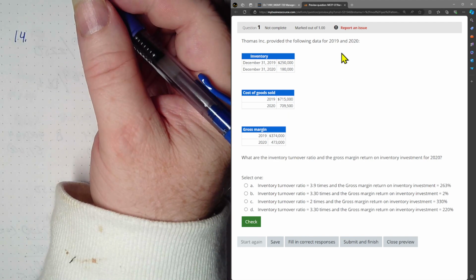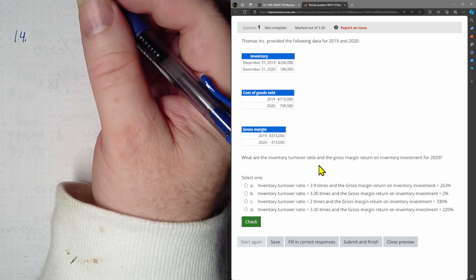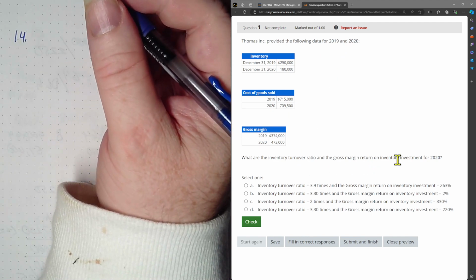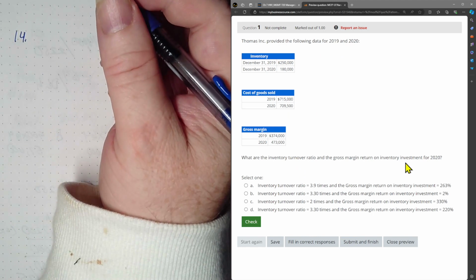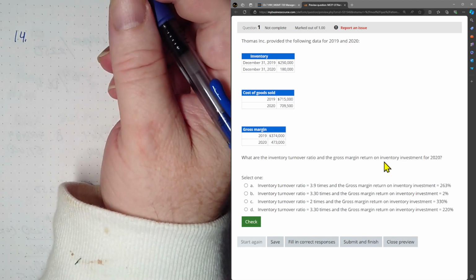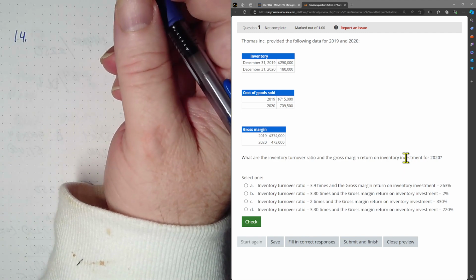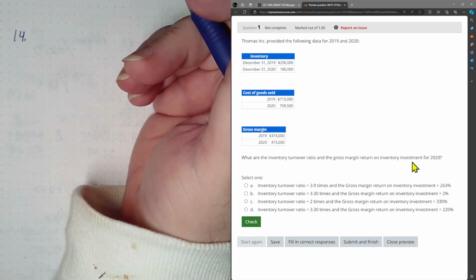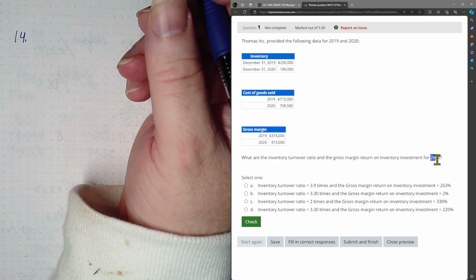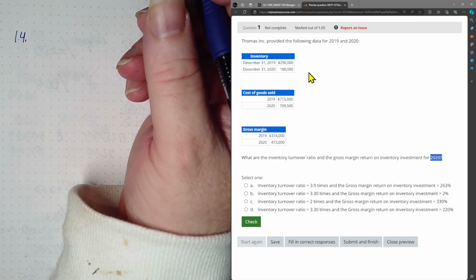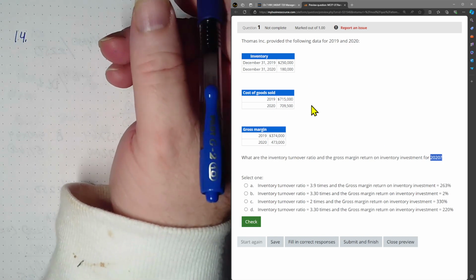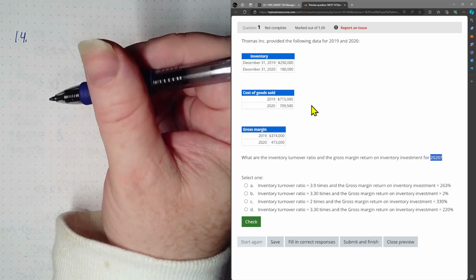So it says, here's data for 2019 and 2020. What is the inventory turnover ratio and gross margin return on inventory? Well, okay, return on inventory investment. Oh, I see. I was going to say it's return on investment, but return on inventory investment for 2020. So they want to know it for 2020, yet they give us 2019 and 2020. So this is where a lot of people make the mistake.